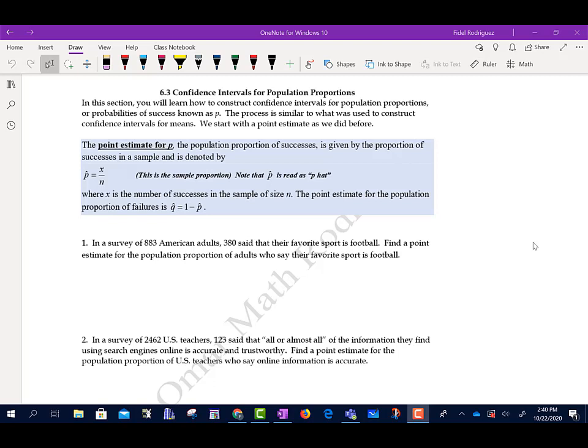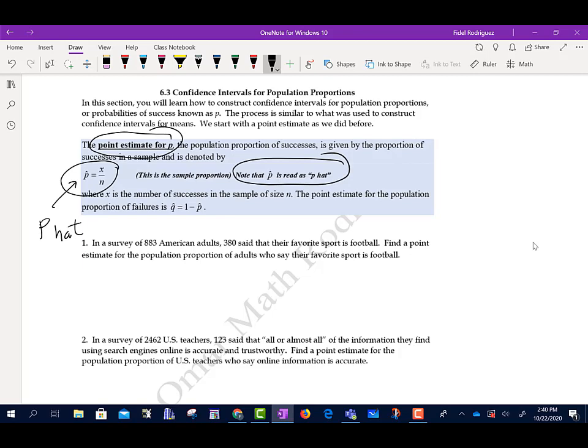So the point estimate for P, the population proportion of successes, is given by the proportion of successes in a sample and is denoted by P hat, because it looks like it's wearing a hat. Where X is the number of successes in a sample of size N, the point estimate for the population proportion of failures is known as Q hat, which is 1 minus P hat.